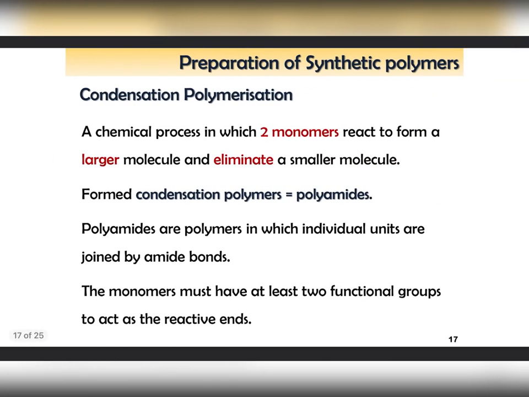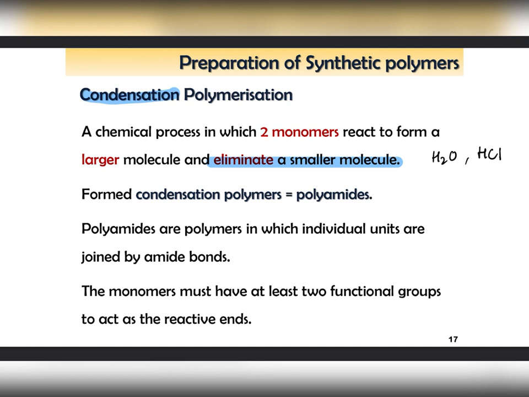Next, we will look at condensation polymerization. Condensation involves a chemical process between two monomers that react together to form a large molecule, which is the polymer. And for condensation, remember that it will eliminate a smaller molecule, for example H2O or HCl. So we will look at an example.